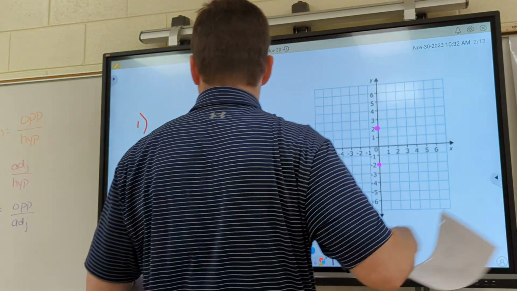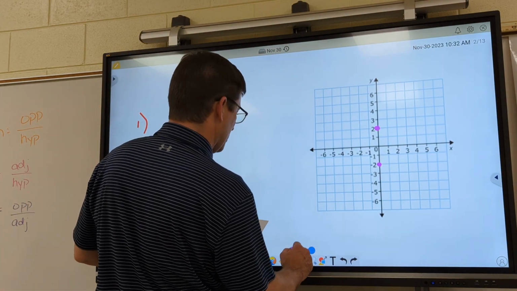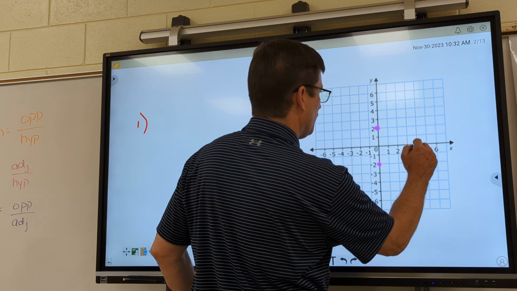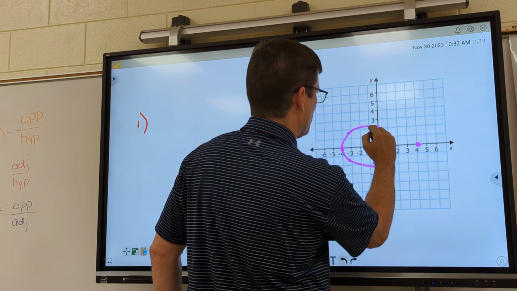All right, so we got a new shape. We are now going to do an ellipse. What does an ellipse look like? Looks like an oval. All right, so I got the first one up here.